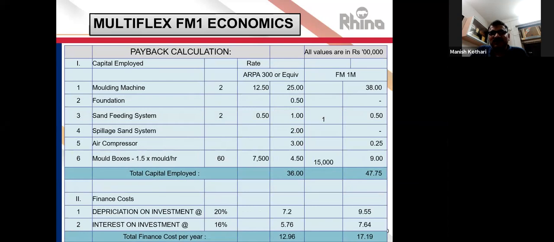Based on the assumption we made, we did the payback calculation, comparing with an Arpa 300 equivalent machine with a box size of 600 by 500 or similar. And what was the difference in capital investment? This was in 2012. What are the finance costs involved? What is the interest involved? So the economics was one of the factors on which we put stress, and whether it is viable or not.